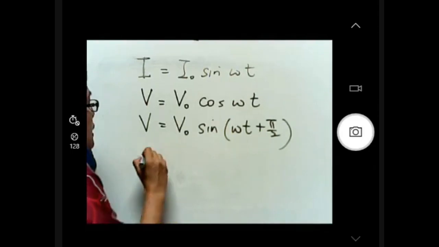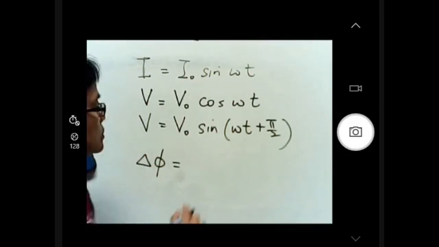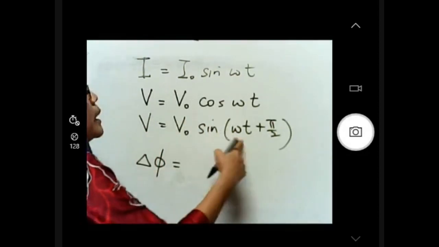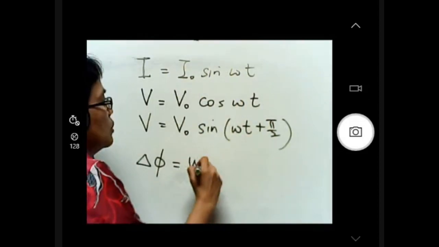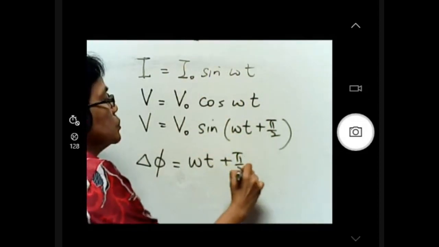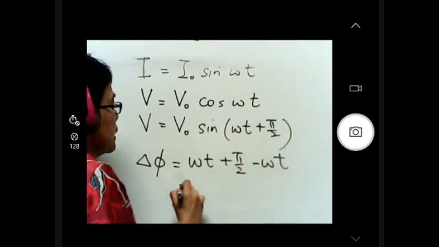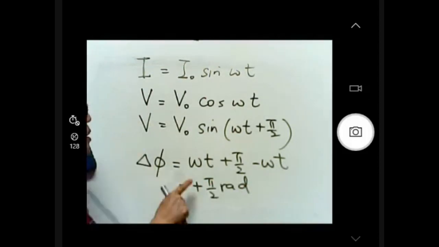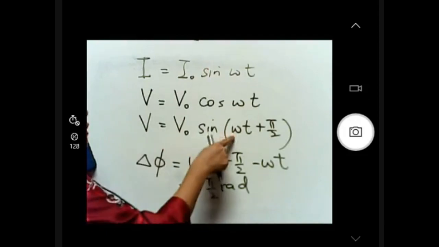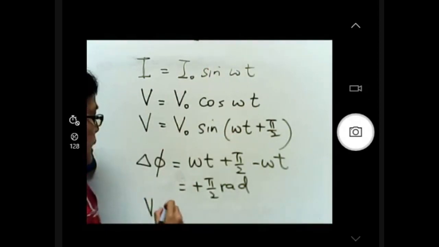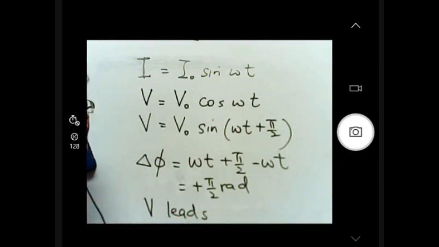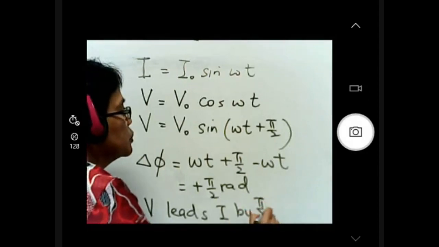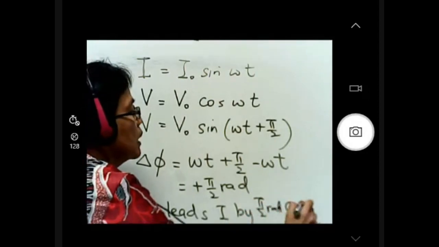Okay, so the phase difference equals the phase of voltage minus the phase of current. That means omega t plus pi per 2 minus omega t. So I get positive pi per 2 radian. Positive here, since I take the phase of voltage, means voltage leads current by pi per 2 radian or 90 degrees.